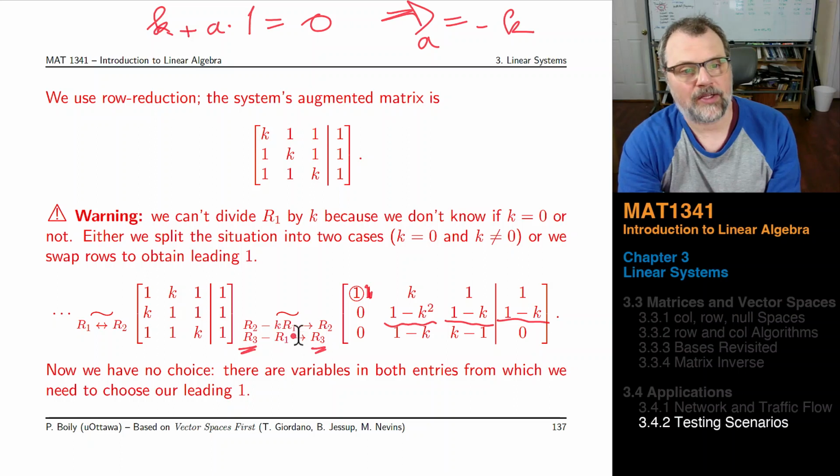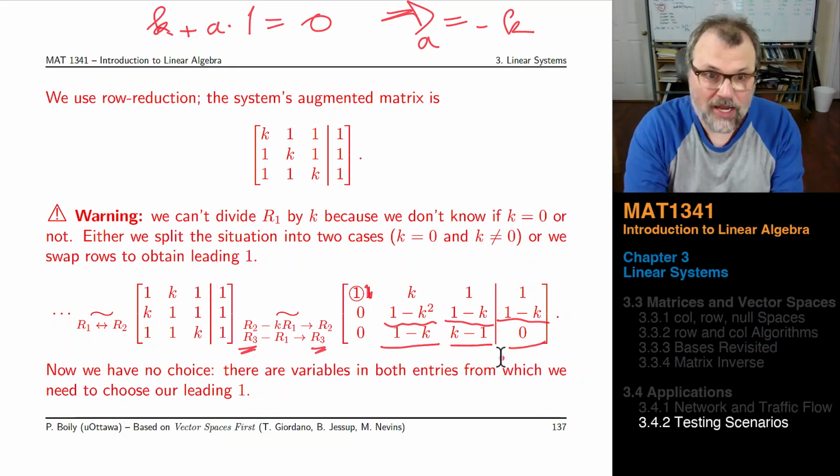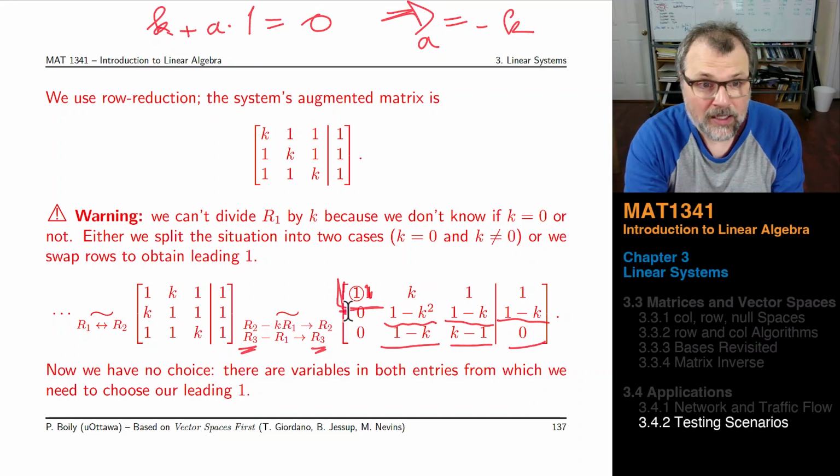So row 3 minus row 1 into row 3 indeed gives me 0, and then I end up with, for the second column, 1 minus k, which is here. Then I have k minus 1, and finally 1 minus 1, which is 0. Okay, so I've simplified this. I've created the first bit of my row echelon form.